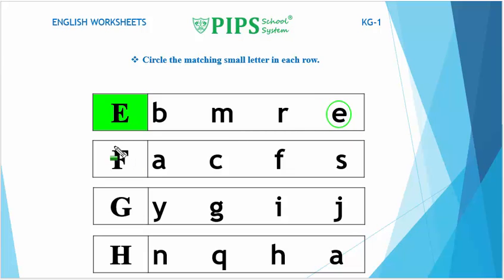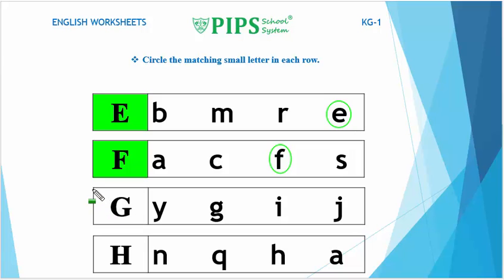The next letter is F. This is the capital letter F. KG1 class, do you know where is the small letter F? Here is the small letter F. Now students, we will circle it like this.